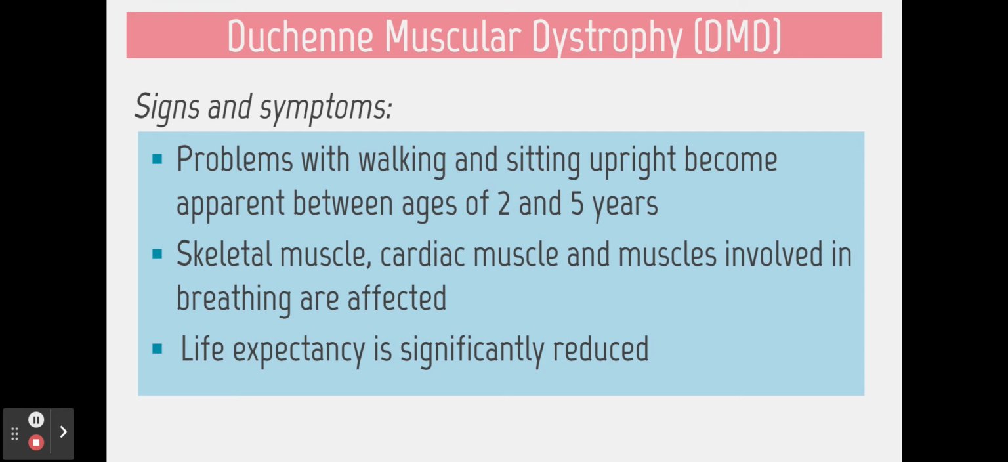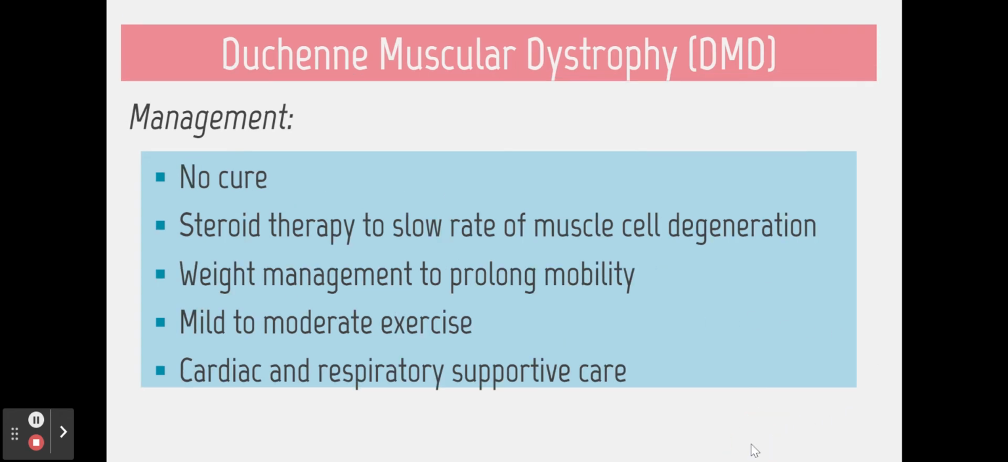Skeletal muscle, cardiac muscle, and the muscles involved in breathing are affected, and that's what shortens your life expectancy, particularly the cardiac damage. Healthy cardiac cells are replaced with scar tissue when they get overexcited. Most of these folks do not live past the age of 25. There is no cure.